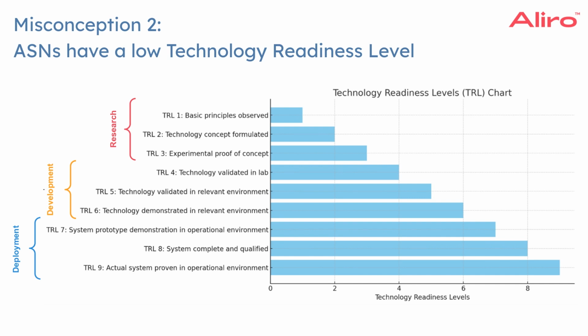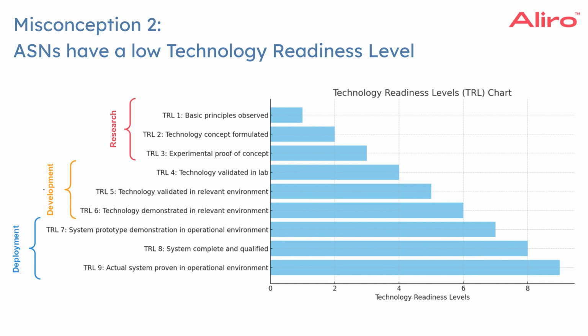TRL 6, Technology Demonstrated in Relevant Environment. At this stage, a prototype or model is developed and tested in an environment that closely resembles the actual operational conditions. This level demonstrates the system's ability to perform in an operational context, albeit on a limited scale.